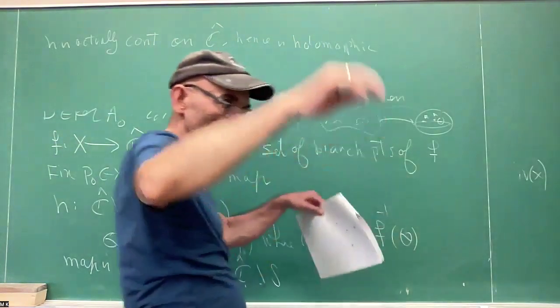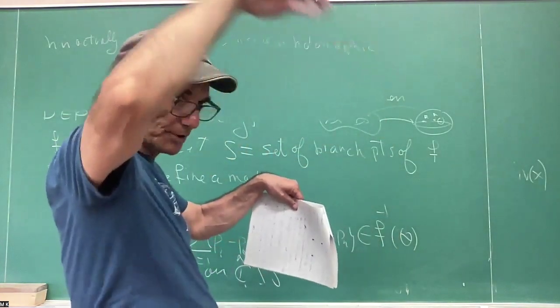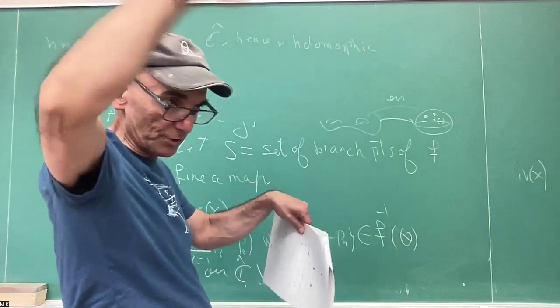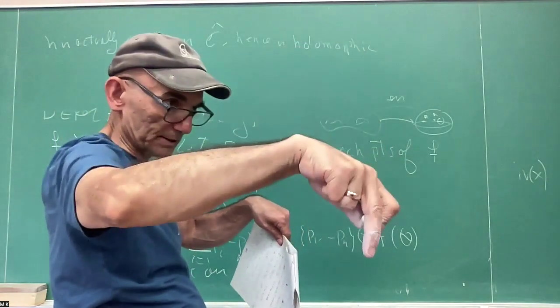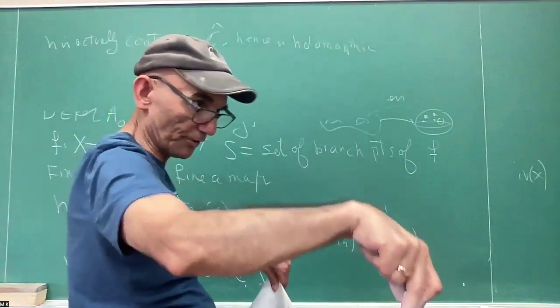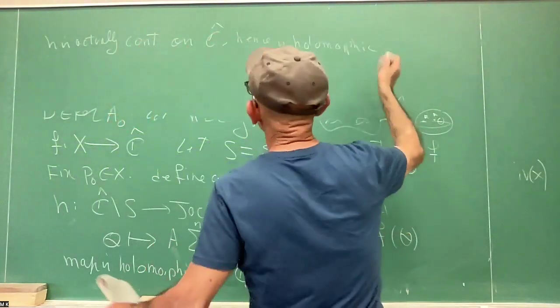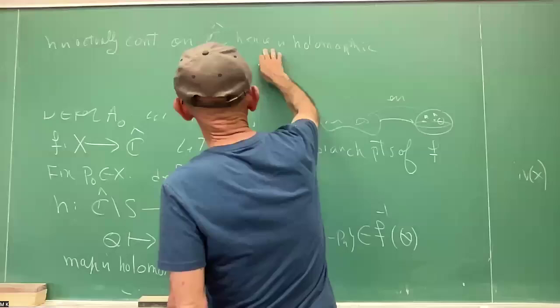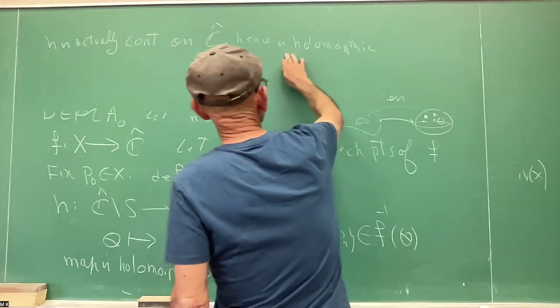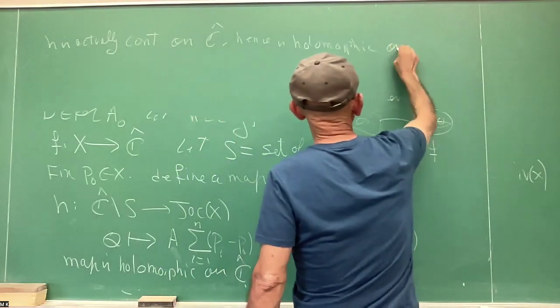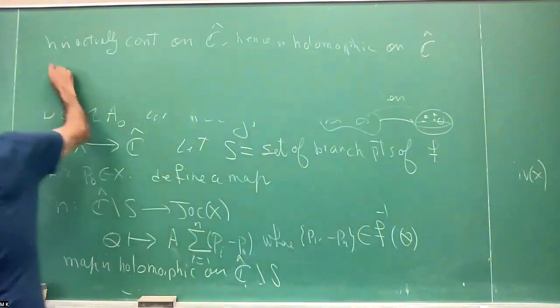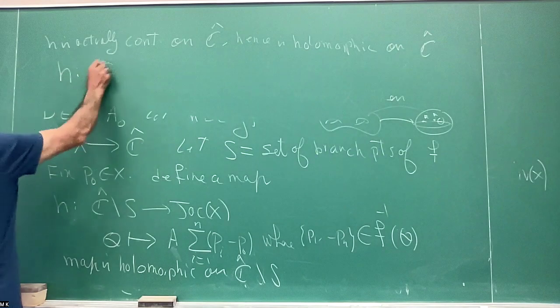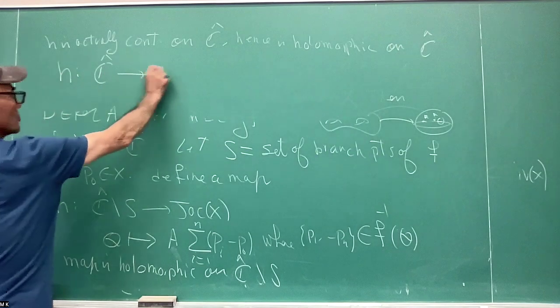Because you have a function which is holomorphic away from a finite number of points and it's continuous at those points. And we know that for holomorphic functions, if the limit exists at the singularity, then it's actually holomorphic at the singularity. There are no funny singularities in complex analysis. Hence it is holomorphic on C hat. Okay, so now the upshot is the following. You get a holomorphic map from C hat to the Jacobian.